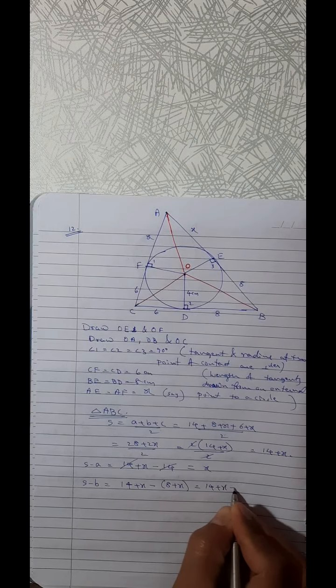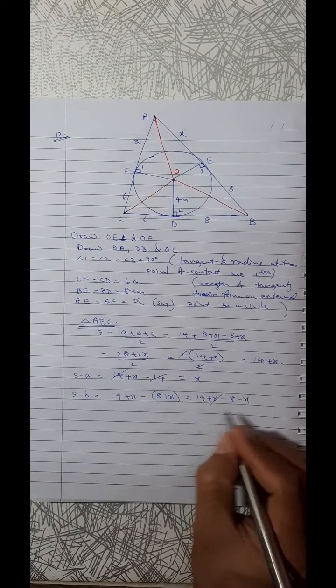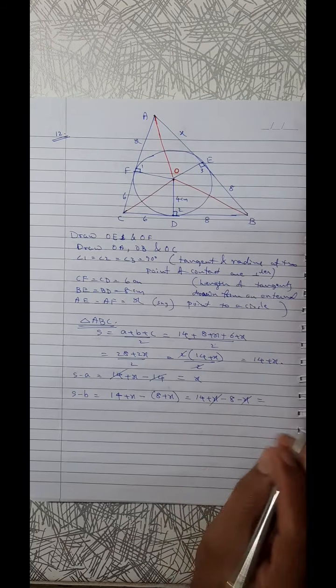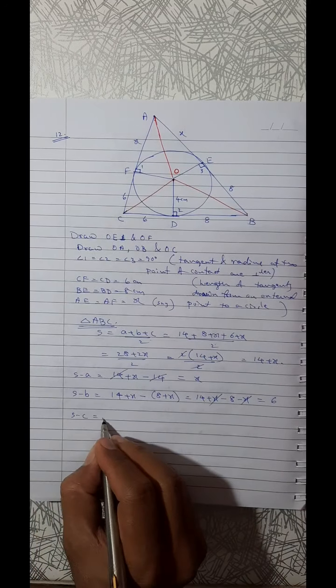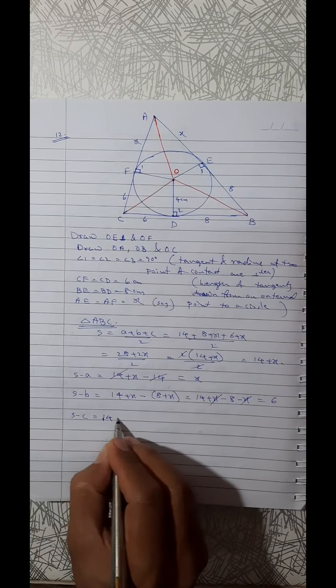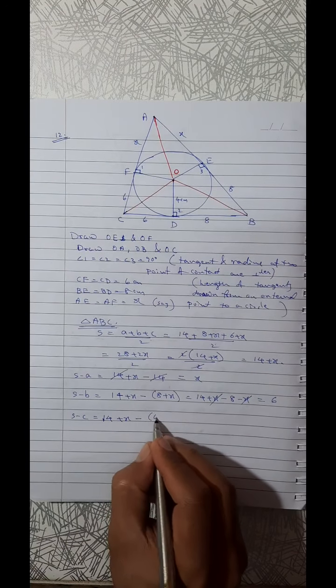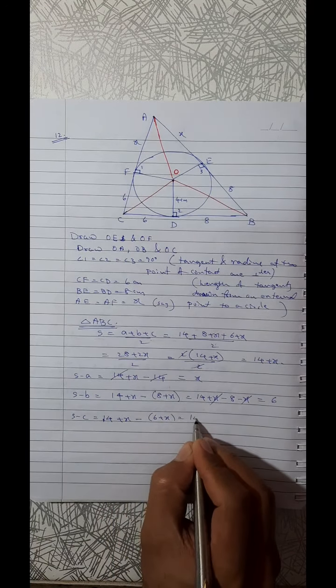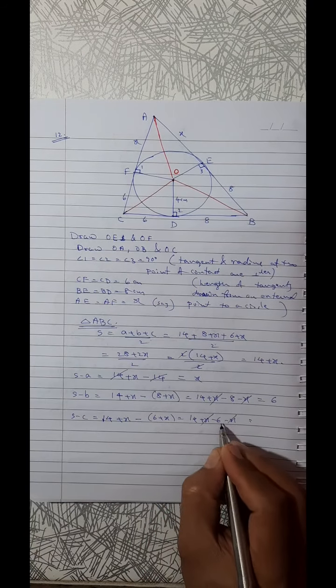14 plus x minus 8 minus x. x and minus x cancelled. 14 minus 8, 6. s minus c is equal to 14 plus x minus another 1, that is the third side, that is 6 plus x. 14 plus x minus, cancelled, 8.